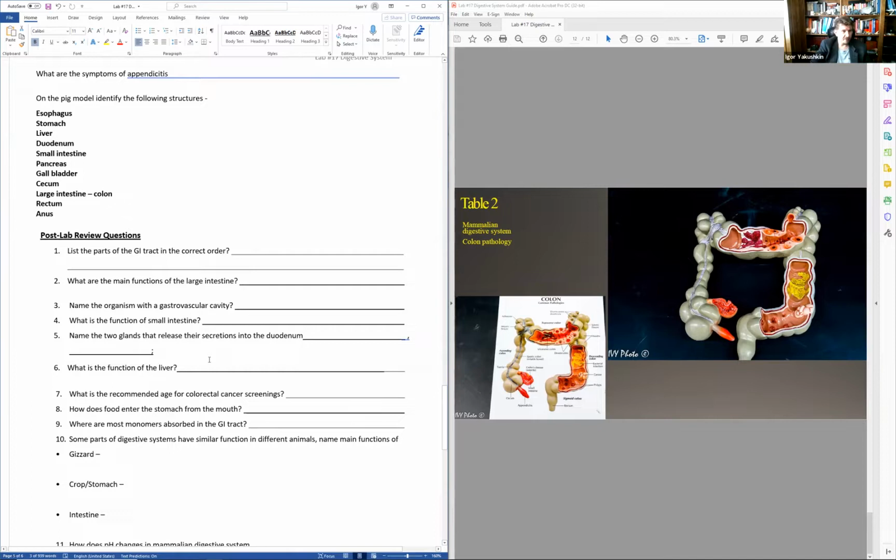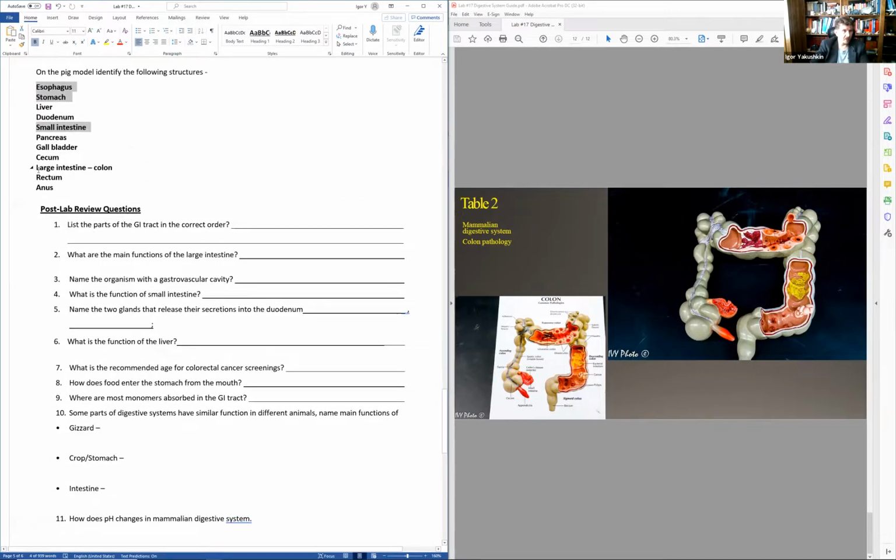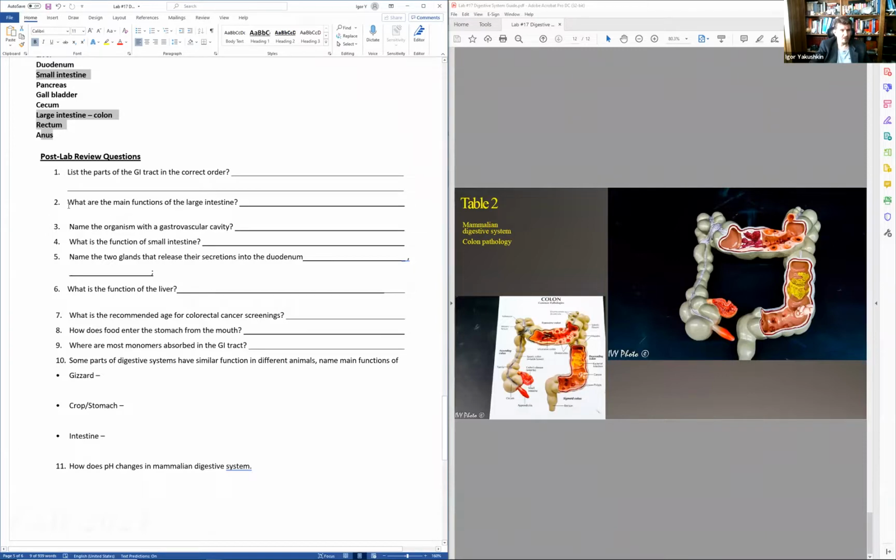Okay, post-review lab questions. List the parts of the GI tract in the correct order. Esophagus, stomach, small intestine, large intestine, rectum, anus. So esophagus, stomach, then we're talking about the small intestine. Duodenum is the beginning of it, then the ileum, and then we're looking at the large intestine, and then part of the large rectum, and then finally anus. Done.